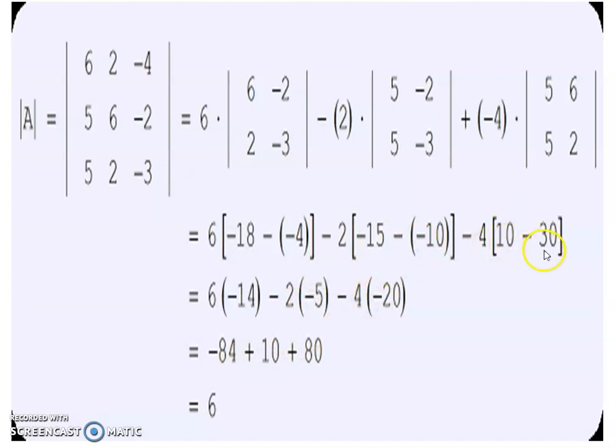10 minus 30 is obviously minus 20, but minus minus becomes plus. 4 into 20 is 80. So we derive minus 14 into 6, minus 84, minus 2 into minus 5 plus 10, minus 4 into minus 20 plus 80. We simplify and derive the final answer, which is exactly 6. In this example, we better understand that if negative numbers are there, no problem. We only have to do the cross multiplication properly, negative into negative is positive, and with a negative outside the bracket, the sign will be changed.